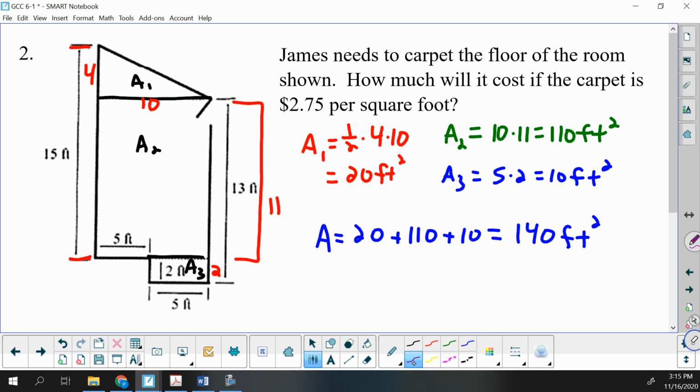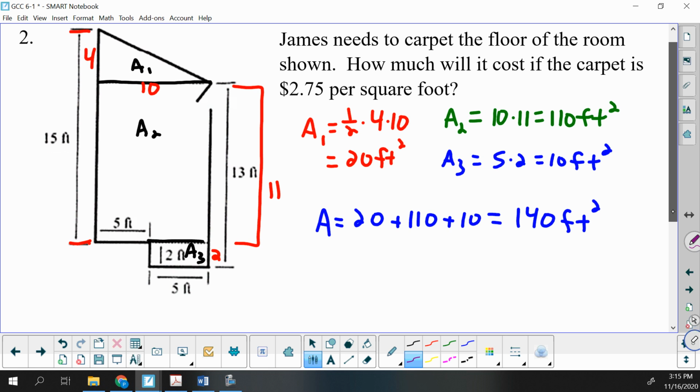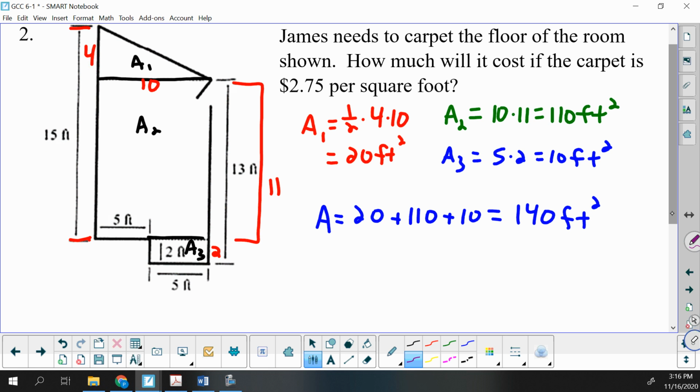Well, that's not what we wanted. We wanted to know the cost. So we're going to do lots of unit conversions eventually in this unit, and we'll start to show them to you now. So we have 140 feet squared.